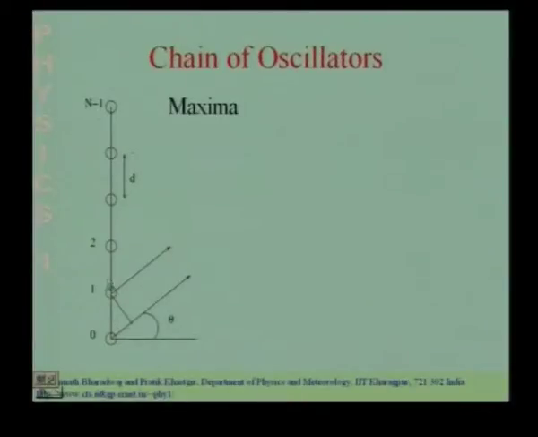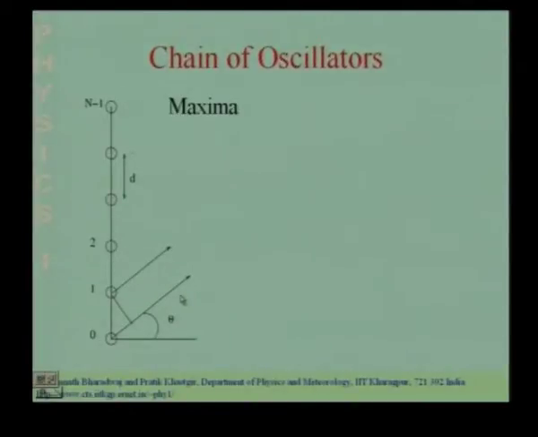Good morning. In yesterday's lecture, we were discussing the chain of oscillators. We had a chain of radiators, each of which was fed an oscillating signal. Each radiator we refer to as an oscillator. This radiates in all directions, and the total radiation received by a distant observer at an angle theta is the sum of all the waves emitted by all of these oscillators.